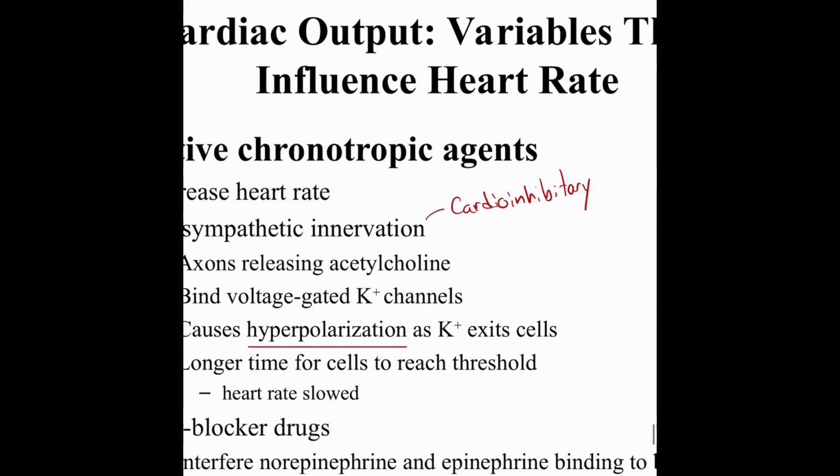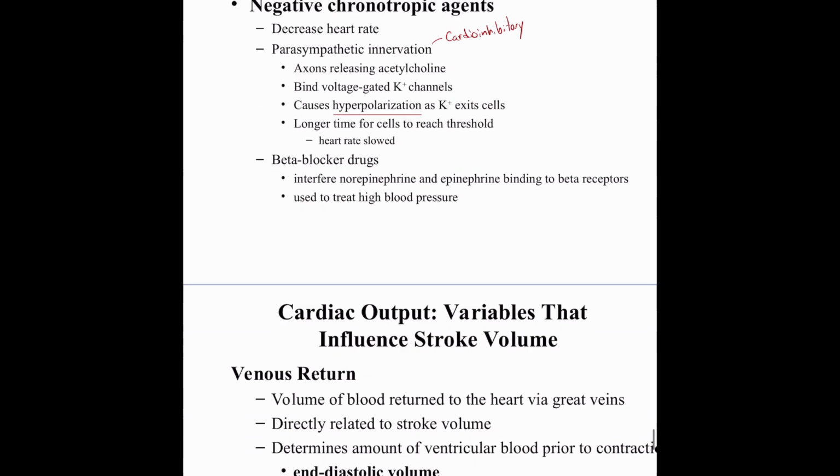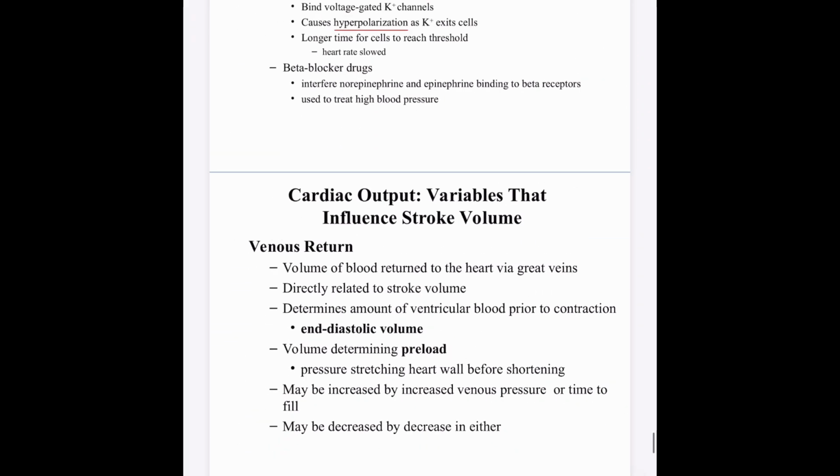But again, in nodal cells, calcium is that thing that gets us to depolarize. And then negative chronotropic agents. So if the positive increases heart rate, the negative decreases heart rate. And again, that is our cardio-inhibitory.